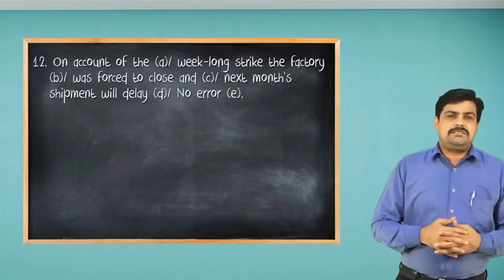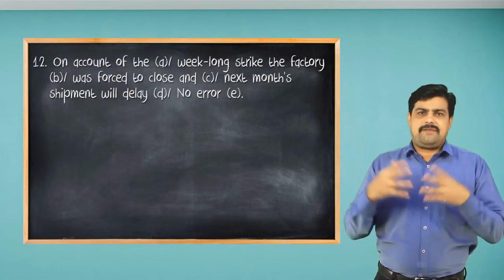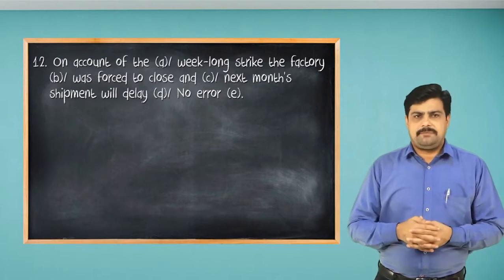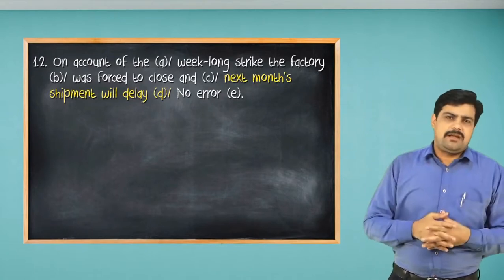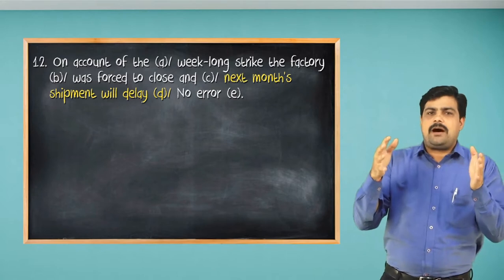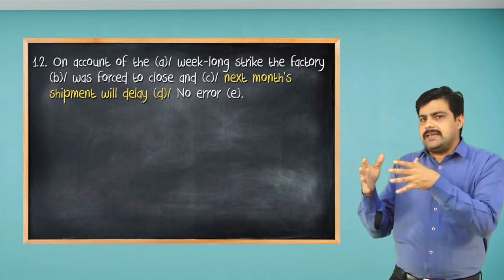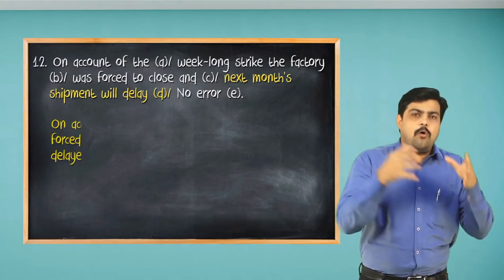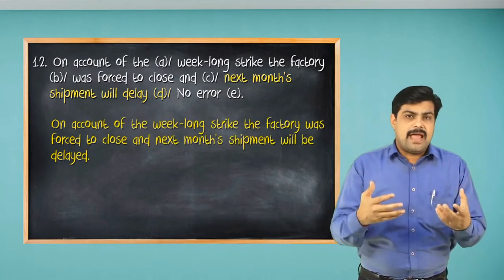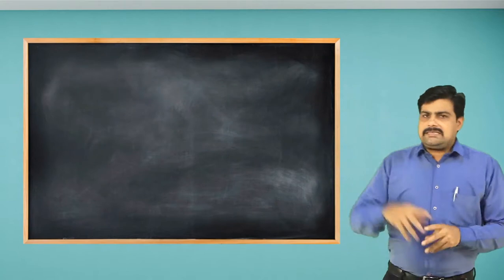Let's take the another sentence. On account of the week-long strike, the factory was forced to close and next month's shipment will delay. Well, part D has an error, as the first part of the sentence is correct and balanced, while the second part means part D is imbalanced. So use passive voice here. Say the sentence as, on account of week-long strike, the factory was forced to close and next month's shipment will be delayed.